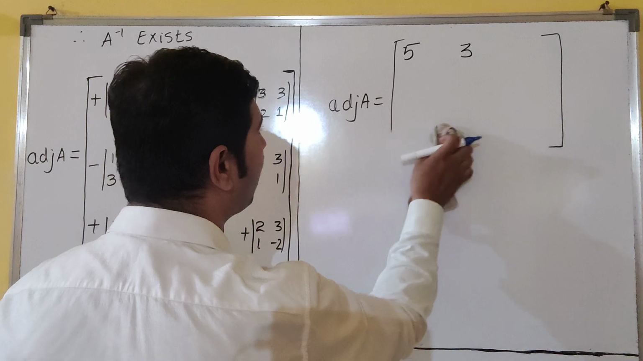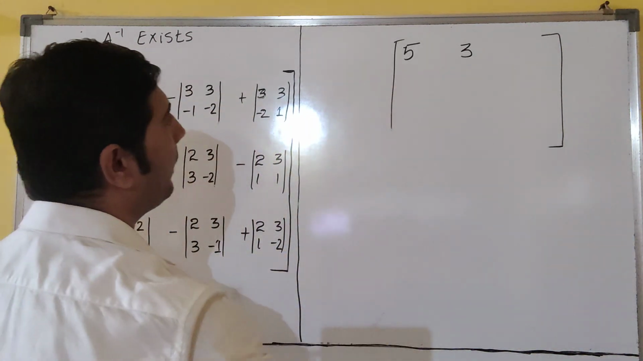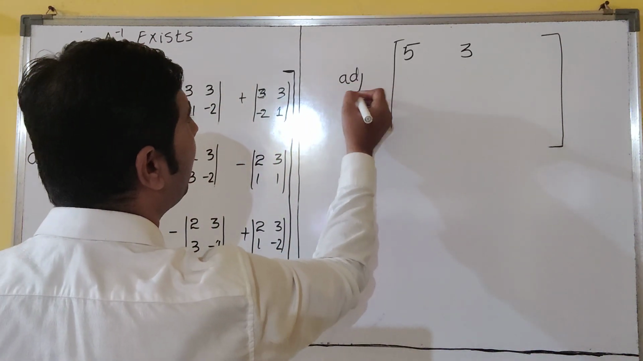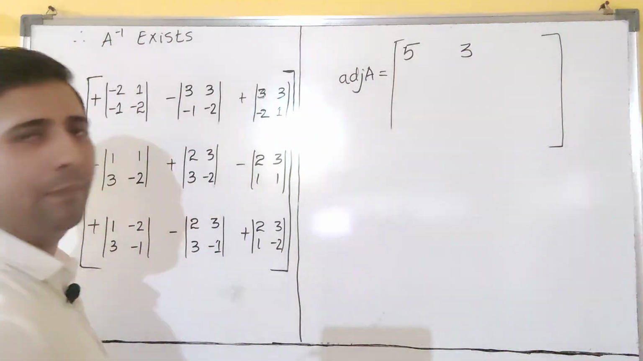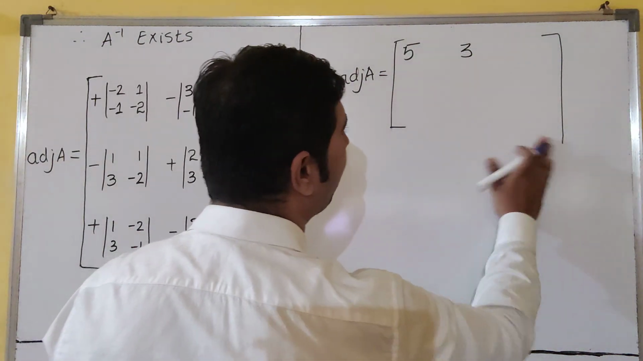I think this is very clearly we are writing. I will write a little bit upper, adjoint of A.